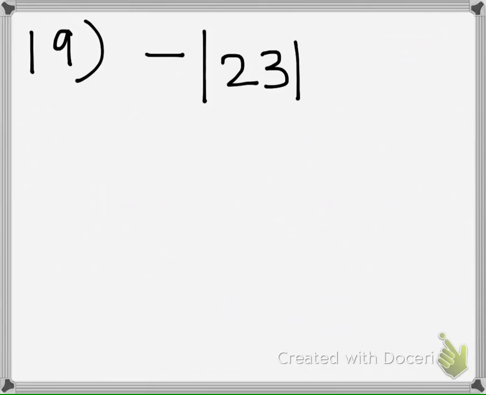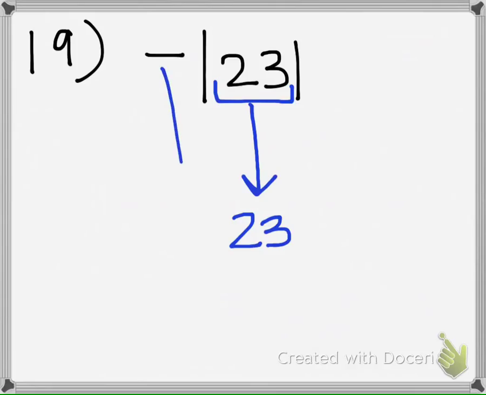Let's go ahead and take a look at number 19. So again, we first need to do the absolute value first. So that's asking us, make that number inside positive. And then we're going to bring down the negative. So we get negative 23.